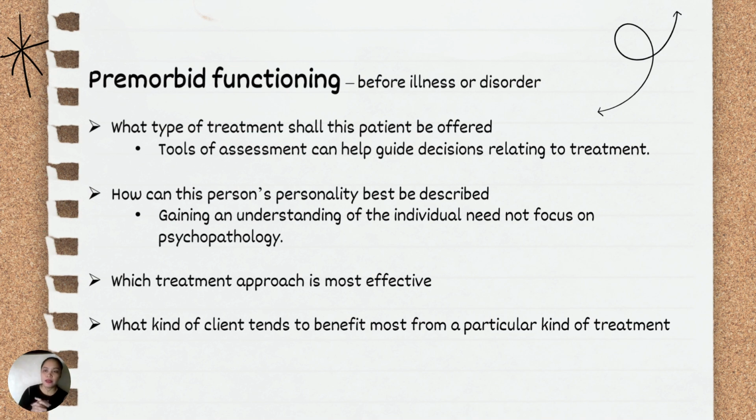On the other hand, we have some tools of assessment that can help guide decisions relating to treatment. The first one is: what type of treatment shall this patient be offered? Now, for instance, patients found to be high in intelligence tend to make good candidates for insight-oriented methods that require high levels of abstract ability.